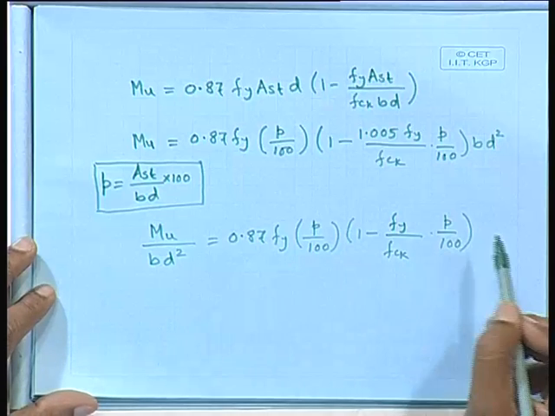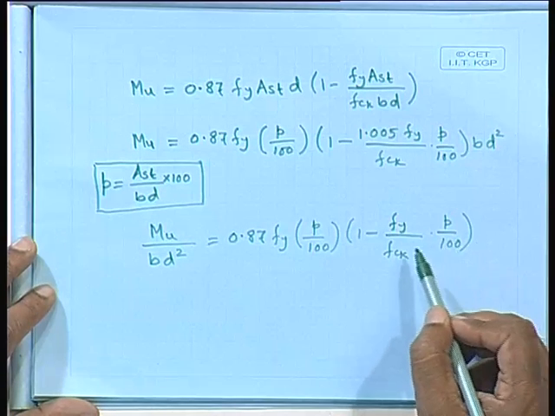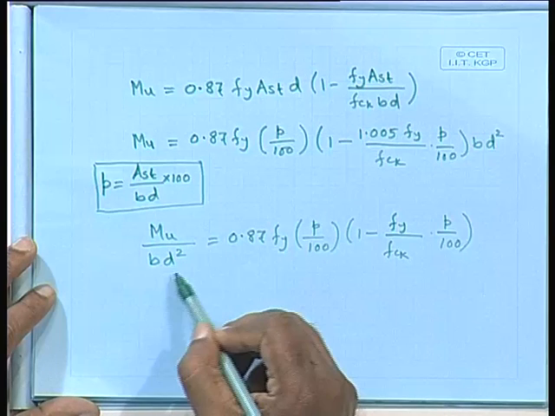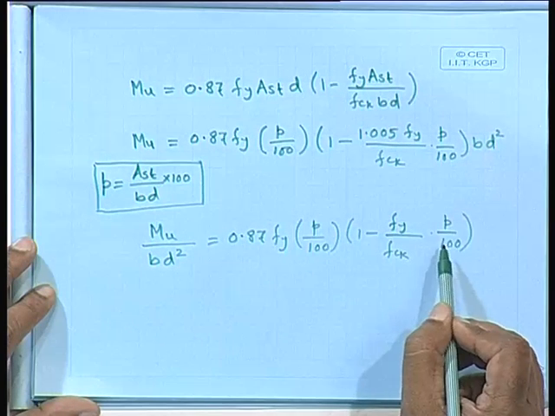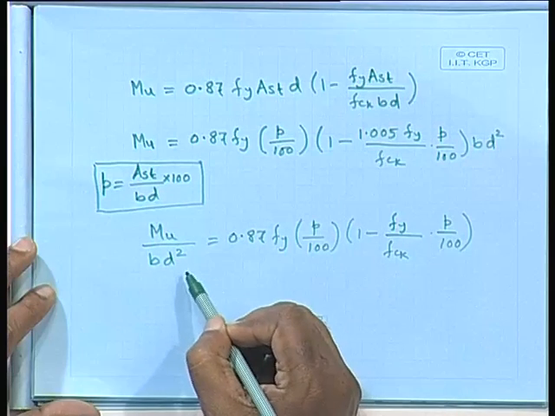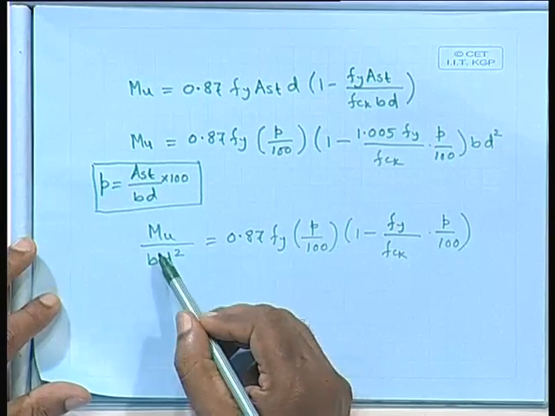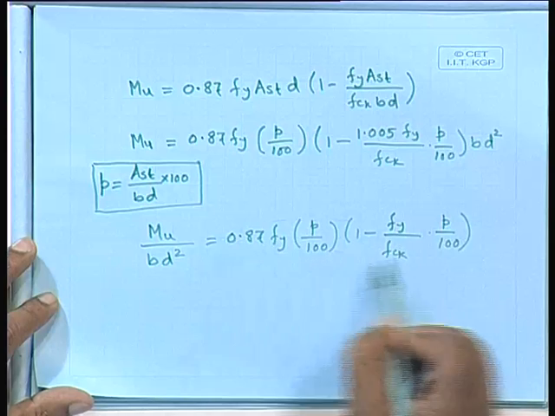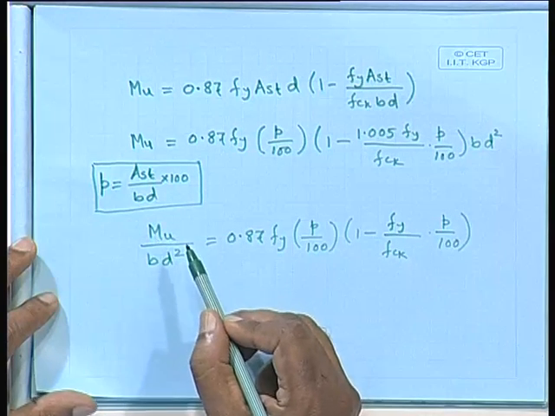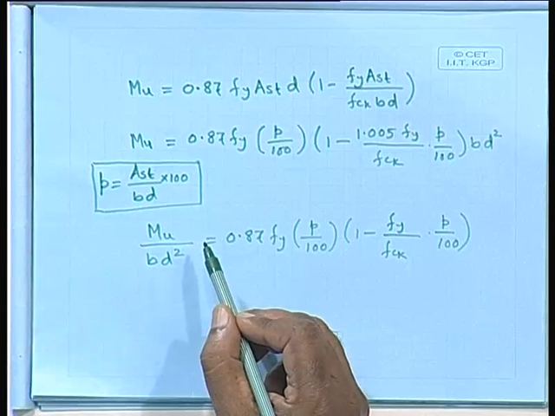That means one can plot it also for different P. So, we can get Mu by Bd square for different percentage of steel, we can get the corresponding Mu by Bd square. So, we can plot it also. And from here, if we know this value, then multiply by Bd square, we can get the corresponding moment of resistance, that we can find out.